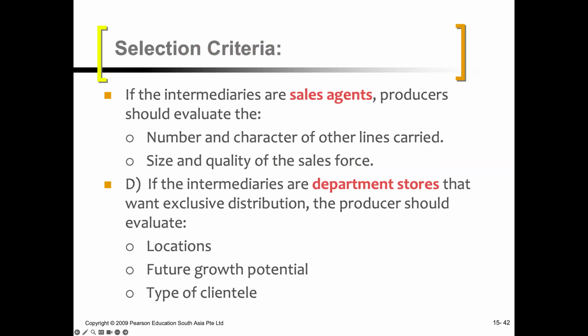If the intermediaries are sales agents, producers should evaluate the number and character of other lines carried and the size and quality of the sales force. If the intermediaries are department stores that want exclusive distribution, the producer should evaluate the locations, the future growth potential, and the type of clients.